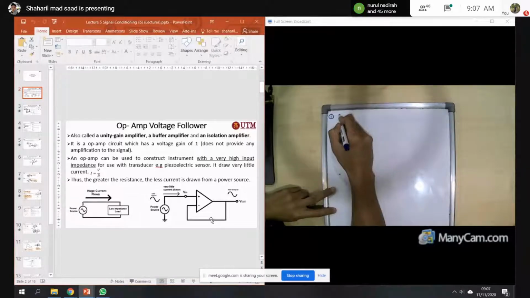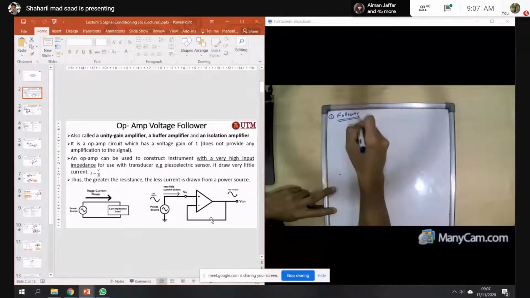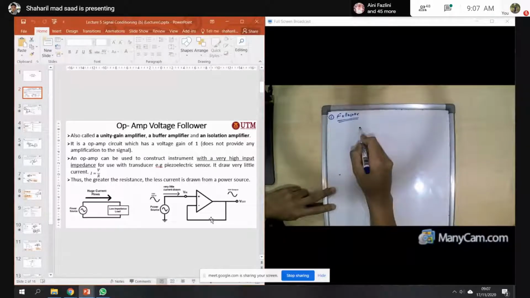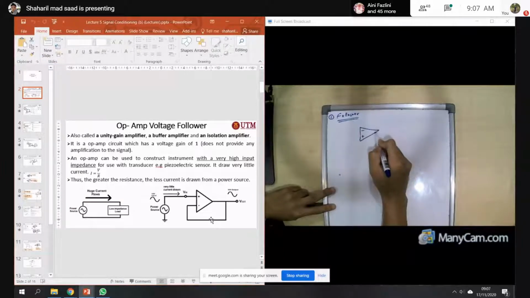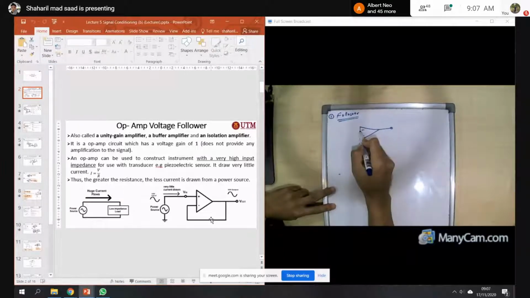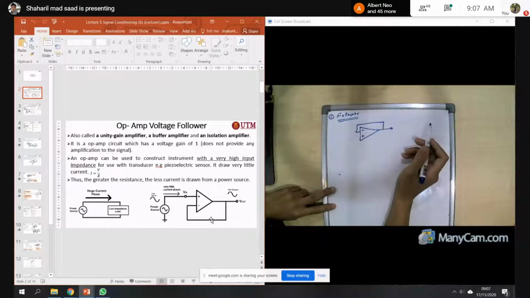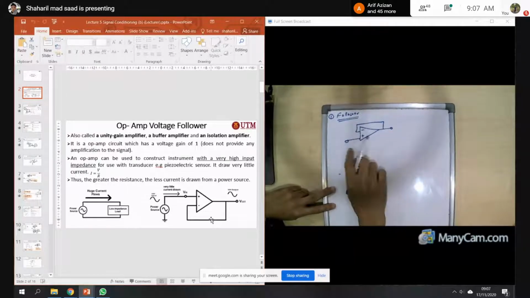Anyway, this one is the voltage follower. It has the minus and positive inputs here. So this is the output and this is the input. So Vin here and Vout here.